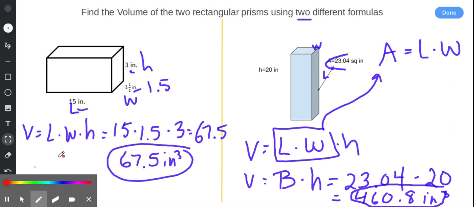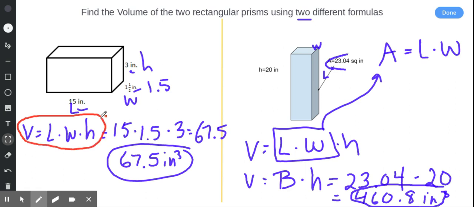So I will do another example after this, but just a quick recap. We can still use this same formula, length times width times height, if we have a length, a width, and a height. If they give us the area of a rectangle, the base, they've already done the length times the width for us. We just have to take the area of the base, which is this capital B, and multiply it by the height. So we only have one step in that case. And then you'd have your volume there.